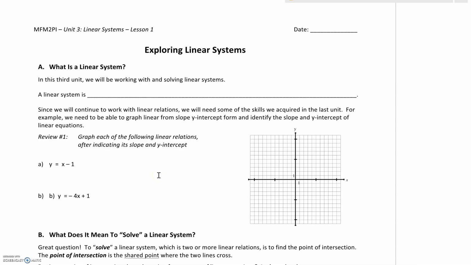So we're going to be starting Unit 3, and in this unit we're going to be working with linear systems. So to start, we're just going to define what a linear system is, and a linear system is defined as two or more equations interacting on the coordinate grid.